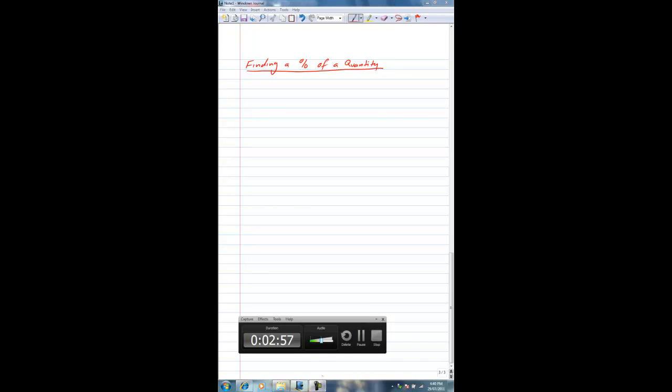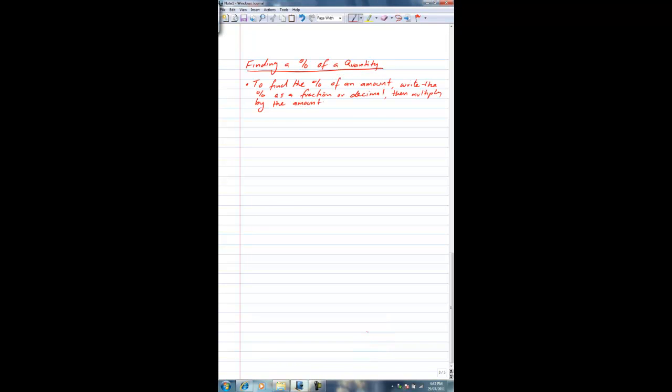Next we learn how to find the percentage of a quantity. To find the percentage of an amount, write the percentage as a fraction or a decimal, then multiply by the amount. For example, if I ask you to find 28% of $40, then you need to write down 28% as a fraction or decimal, then you multiply it by the amount, which is $40.